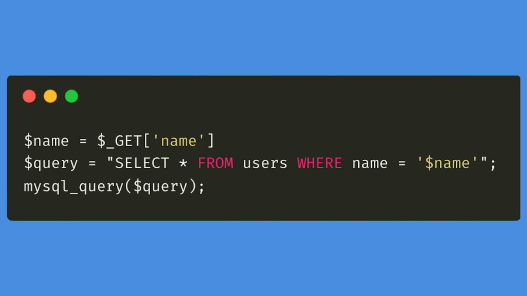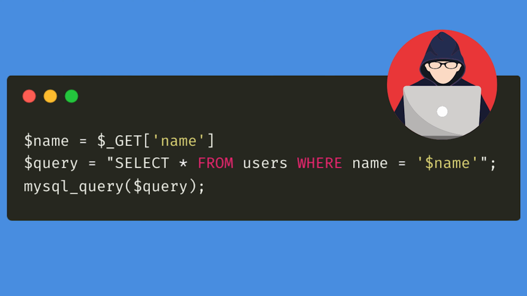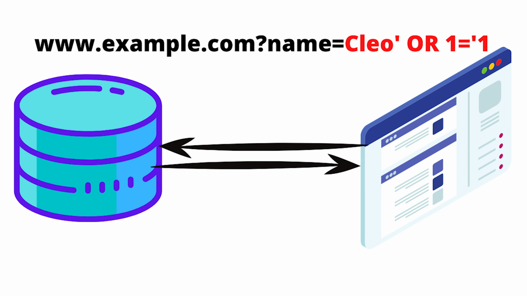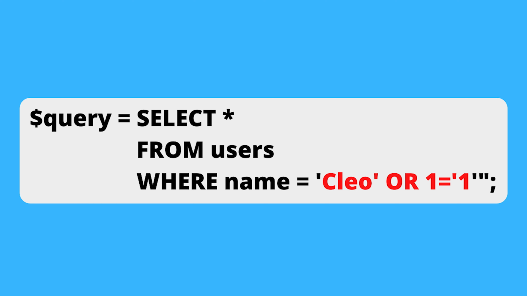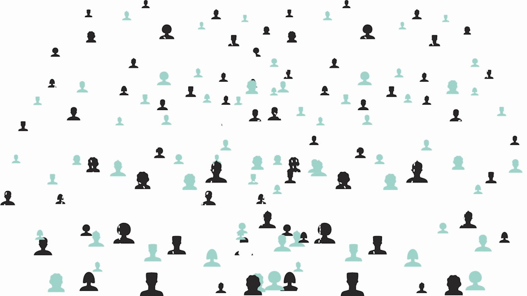The software developers of the website are expecting and trusting users to pass names that consist only of regular text. What if an attacker is able to pass a string that will return every user of the database instead? Consider this URL parameter that will result in the following SQL statement. The conditional operator OR will make the whole WHERE statement equal to true. As a result, SQL will now return all the users of the database, not just those named Cleo.